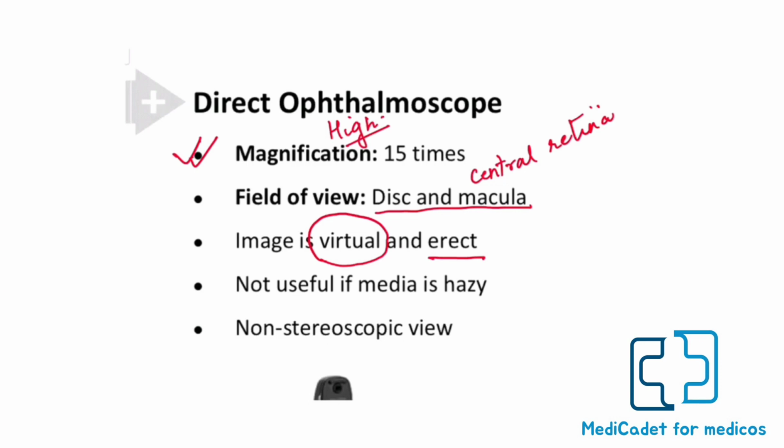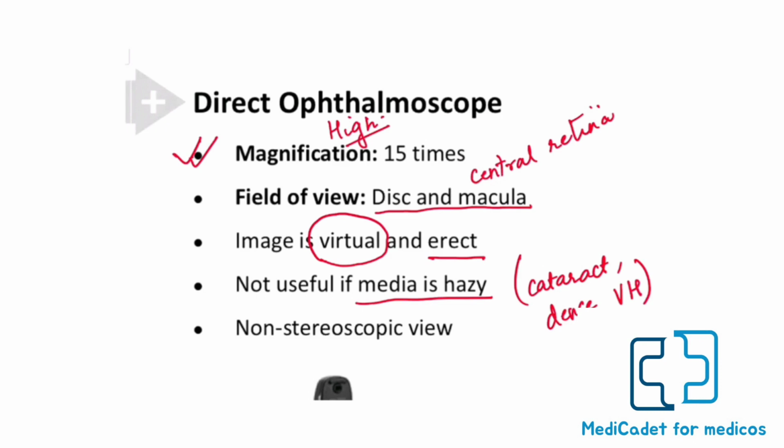Now what are the disadvantages of this instrument? One of the main disadvantages is, as I said, it limits your field of view. Another disadvantage is that if you have a hazy media, for example a cataract or a dense vitreous hemorrhage, the light is not strong enough, so it will not pass inside and you will not get a view of the posterior segment. So it cannot help you to examine the posterior segment if the media is not clear, meaning if there is a cataract or a vitreous hemorrhage or any other opacity in the media, then this instrument will not give you a view of the retina because the light is not very bright.